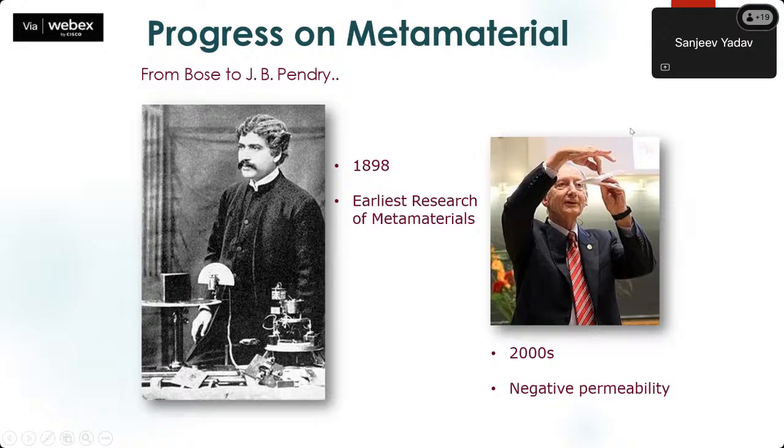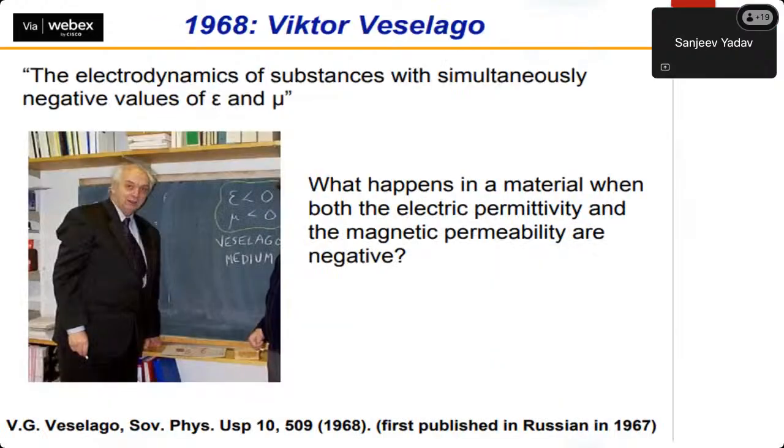So it started from Bose. JC Bose started his research in 1898. This was the earliest research on metamaterials. Later on, Professor JB Pendry, in 2000, told about negative permeability. He was holding a handkerchief in his hand and looking at the light, and he saw that different colors of light were coming through the handkerchief. So he started his journey of metamaterials from there.